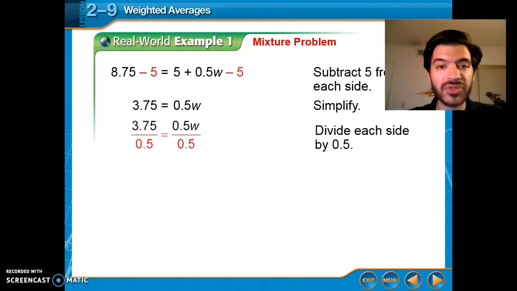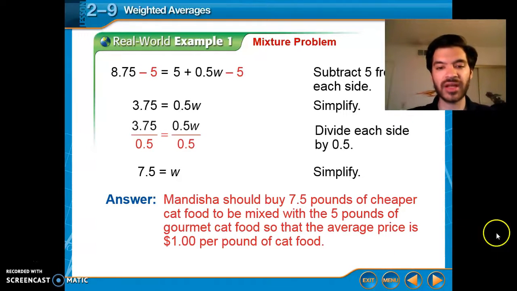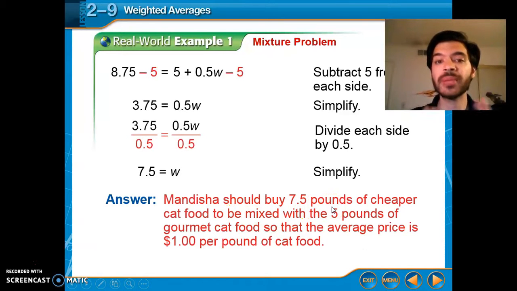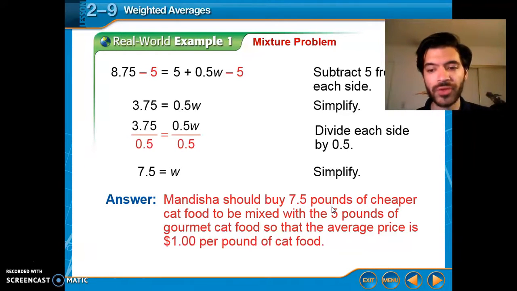Divide by 0.5 to both sides, and we find W equals 7.5, giving us the grand answer that Mandisha should buy 7.5 pounds of the cheap cat food. Hopefully you're feeling really good. Okay, so now we're going to move on to an example.